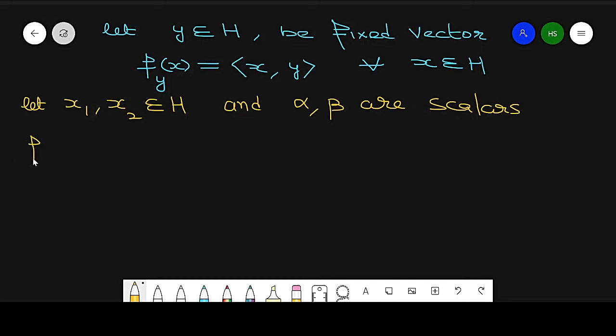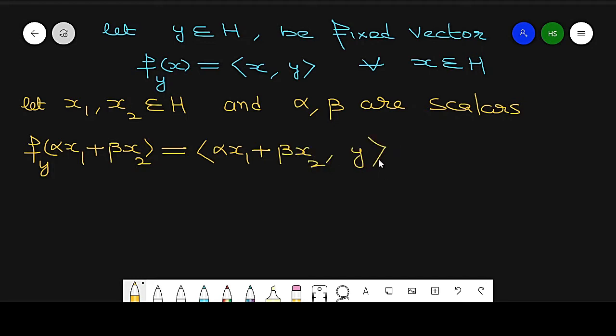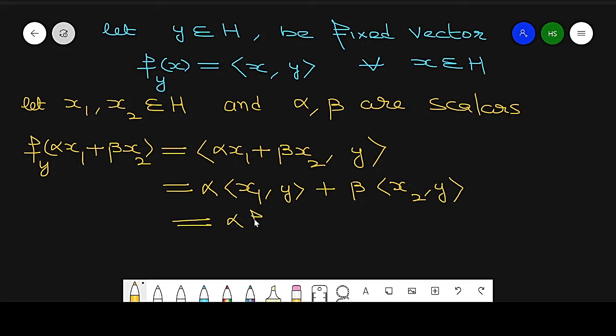Then f_y of alpha x1 plus beta x2, by definition, can be written as the inner product of alpha x1 plus beta x2 comma y. By using the property of inner product, this can be written as alpha times inner product x1 comma y plus beta times inner product x2 comma y. Now substituting, this becomes alpha f_y of x1 plus beta f_y of x2. So this mapping is a linear transformation.